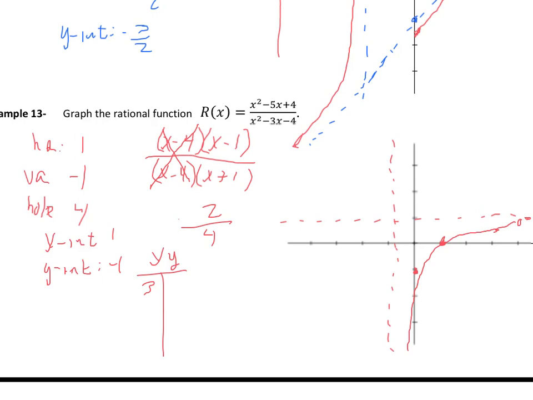So again, have that open circle at 4, and then just on the other side, pick a point, like negative 2 or something. Negative 2 minus 1 is negative 3, negative 2 plus 1 is negative 1, so we're at 3. And we're done.